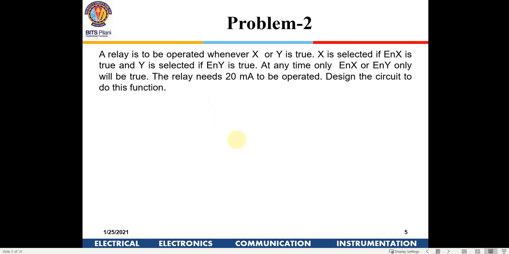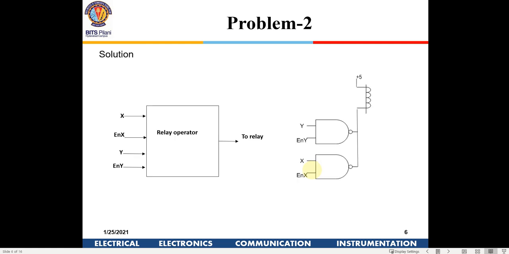Can anybody make a guess what the output function is like? Sir, XOR of those two, like we need. There are actually 4 inputs, right? X, Y, and the enables. We can pair up X and enable X in an AND gate, and similarly for Y, and XOR of those two, maybe. It could be an OR also, right? OR is also fine. Yeah. So this is one option, one of the solutions.